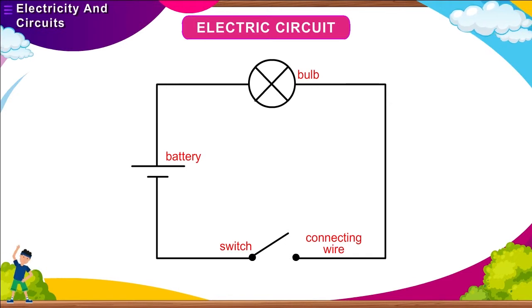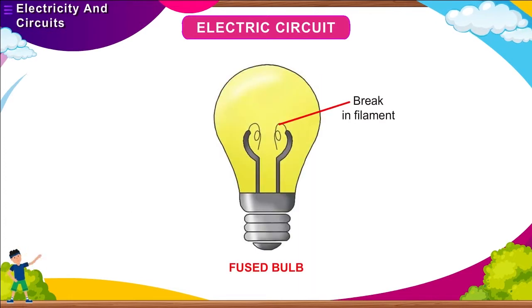At times, it so happens that a bulb does not glow even when the circuit is connected properly. This happens when the bulb is fused. A bulb is said to be fused when its filament is not intact. A break in the filament results in a break in the path of electricity.